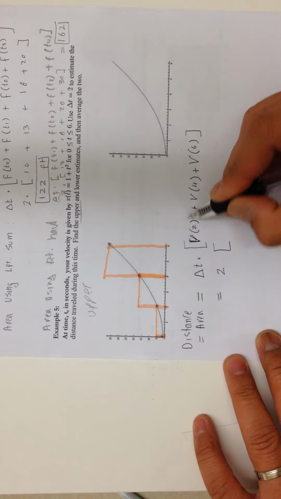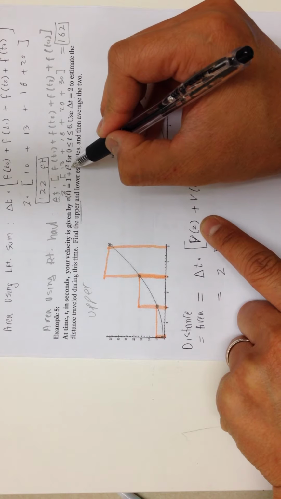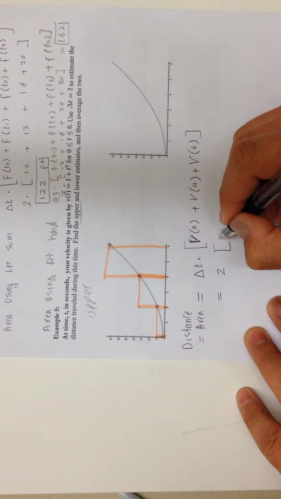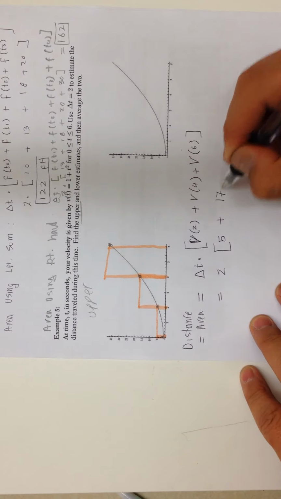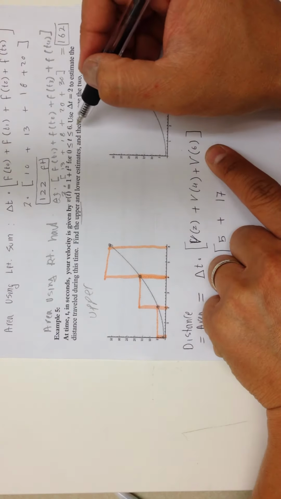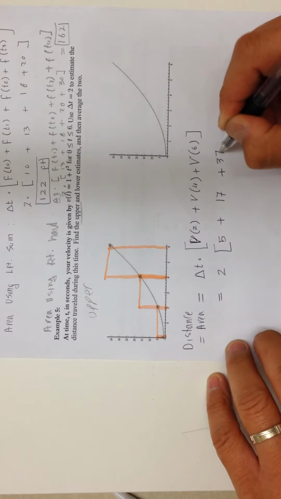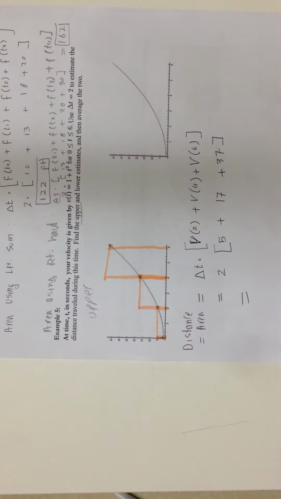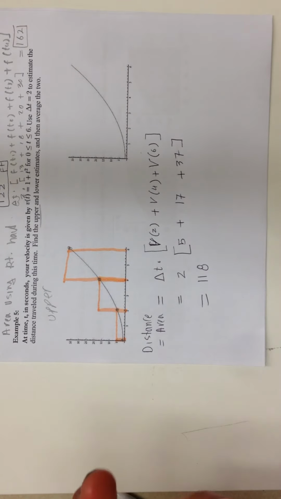Now, what is v at 2? v at 2 means you have to take 2 and plug it into the v function. So v at 2 is going to be 5. v at 4, 16 plus 1, 17. v at 6 means 36 plus 1, which is 37. Add those together. So you got 37, 47, 57, 59 times 2, which gives us 118. So the distance, an upper estimate, is 118.